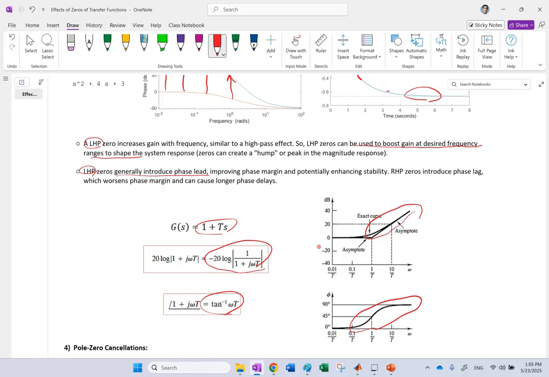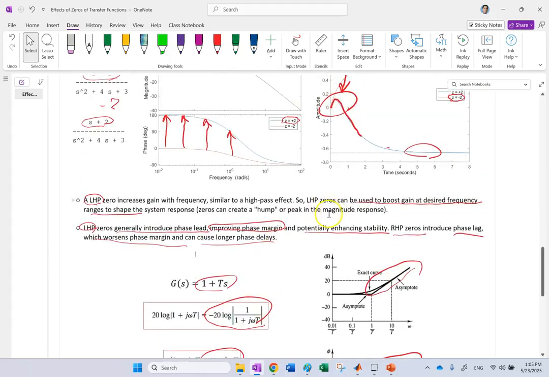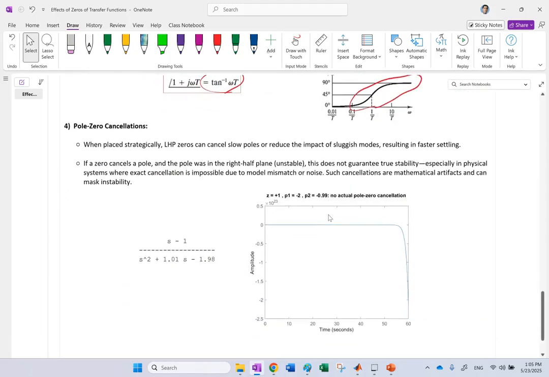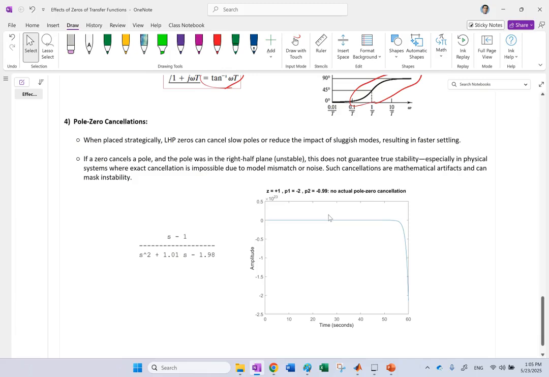So extra phase lead, as you know, can improve the phase margin of the system and potentially enhance the stability, like we talked about in the past. But if the zero goes to the right-hand plane, then you're going to have phase lag, and you're going to get worse phase margin, longer delays, and worse stability. So you definitely want to have it on the left-hand side to make your system faster and more stable, of course at the cost of more overshoot, and increase your gain, increase your phase margin, and so on. And finally, we have pole-zero cancellation.